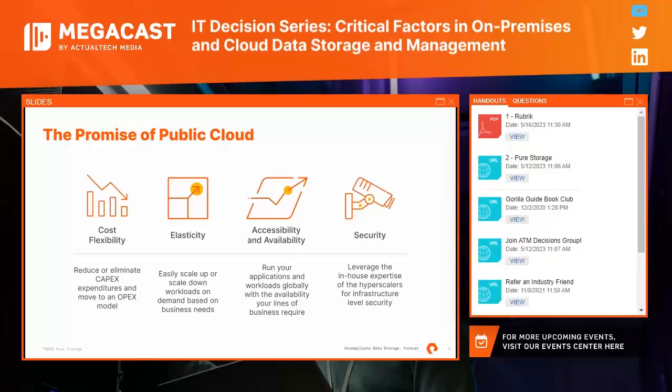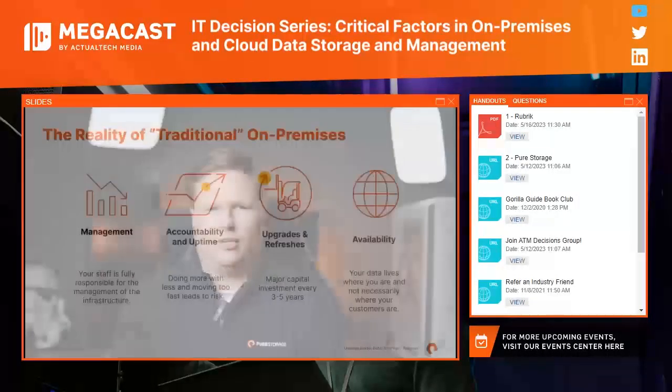Availability. Public cloud offers data centers across the globe with availability zones in each one to ensure the uptime and operations of your business in an always-on marketplace. And finally, security. You can offload some of those day-to-day tasks of monitoring and measuring your infrastructure to the hyperscalers.